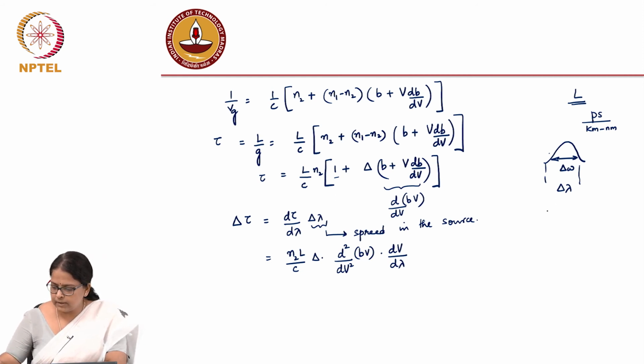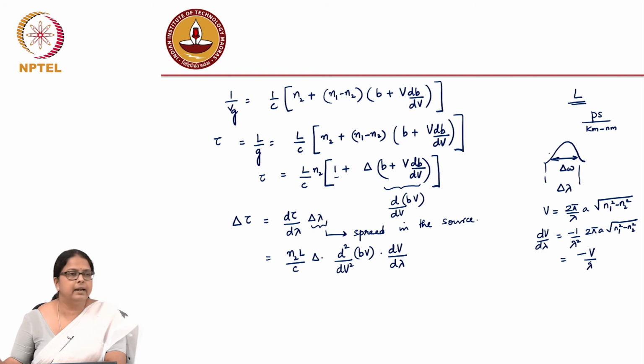So, but now what is dv by d lambda? I know V is equal to omega by c times a root of n1 square minus n2 square, which is 2 pi by lambda times a root of n1 square minus n2 square. So, dv by d lambda is going to be minus 1 by lambda square times 2 pi a root of n1 square minus n2 square, which is constant. So, this I can write as minus V over lambda, because it is just the same as V, but there is multiplication by minus 1 by lambda.